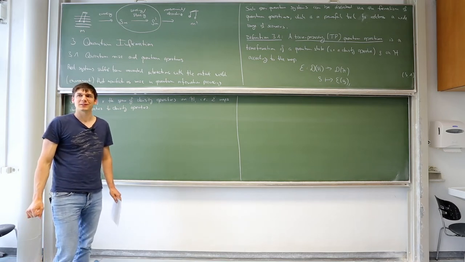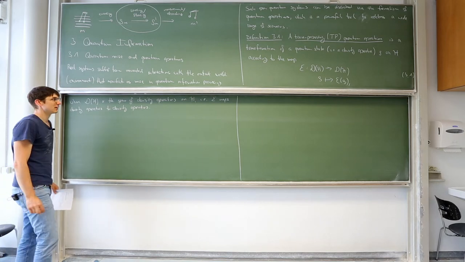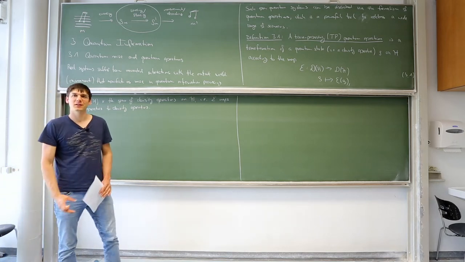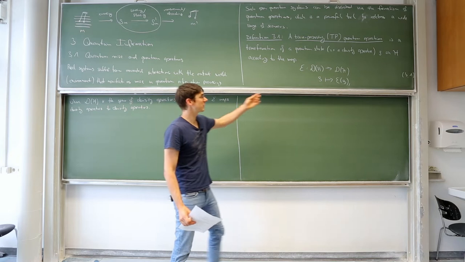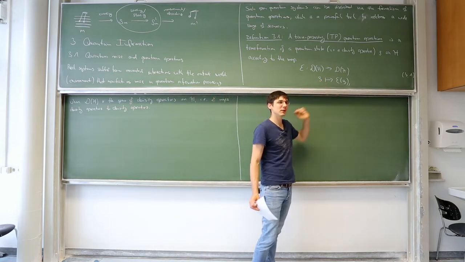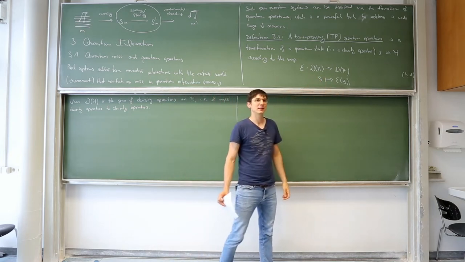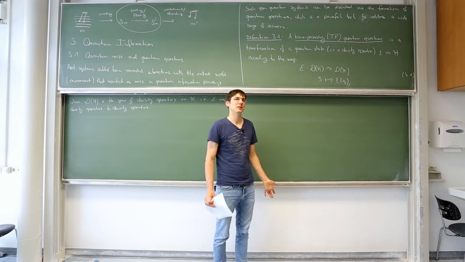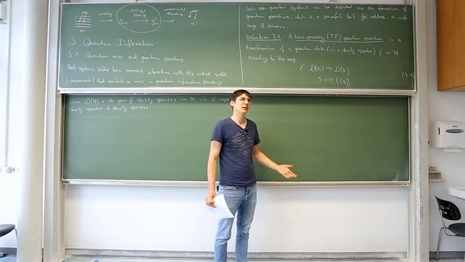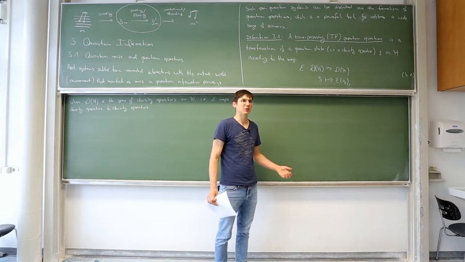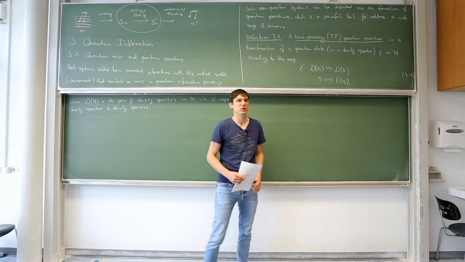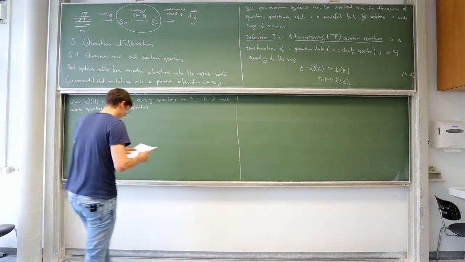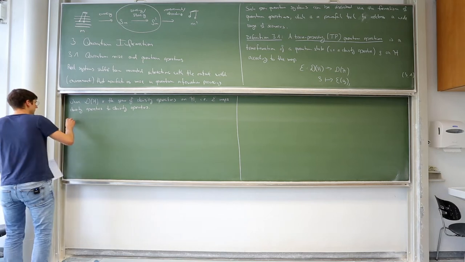The first example is a unitary transformation, because a unitary transformation does map density operators to density operators. And the second example that we've seen is measurement. If you perform a measurement, then we get, as a post-measurement state, again a density operator, meaning that measurement is also an example of such a trace-preserving quantum operation. So we came across two examples.